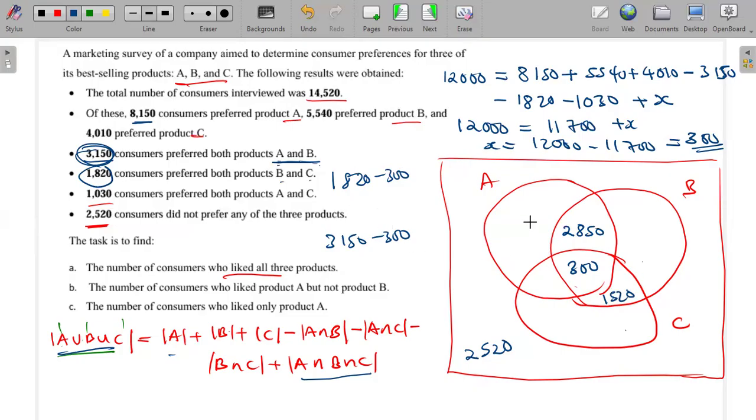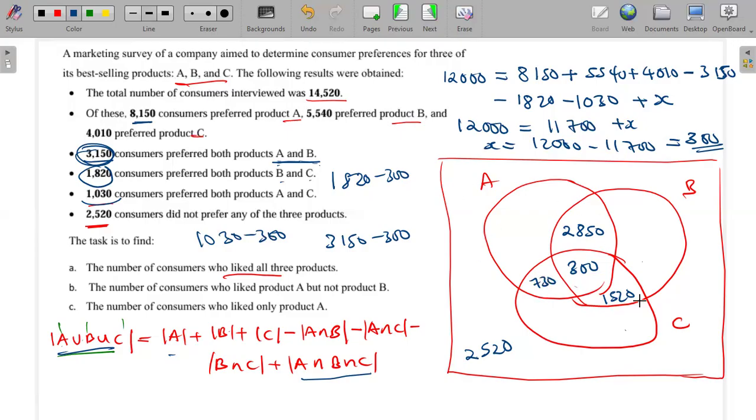And then I go to do the same for A and C. So A and C are those that like product A and C only. So it means I subtract that 1,300 minus the 300. So 1,030. So 1,030 minus 300 is going to give me 720. So I get 720 there.